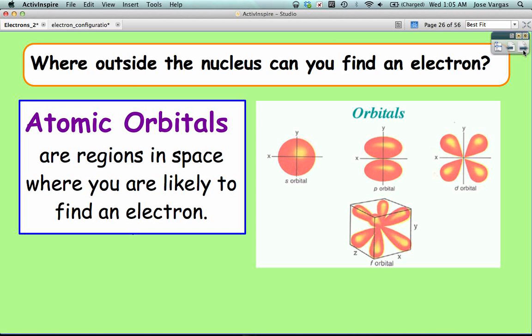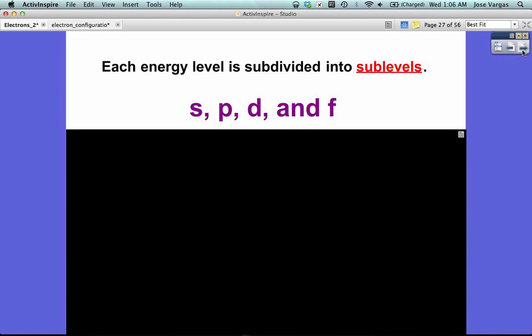So where outside the nucleus can you find an electron? We're going to see them in different orbitals: the s, the p, the d, and the f. The orbitals are regions in space where you're likely to find an electron. The probable location; this is all about statistics and using math. So each energy level is subdivided into sublevels: the S, P, D, and F.